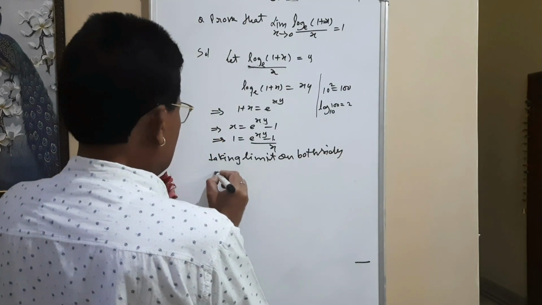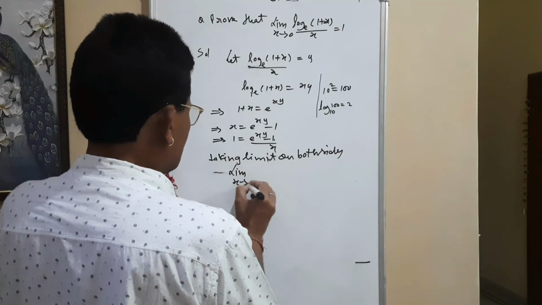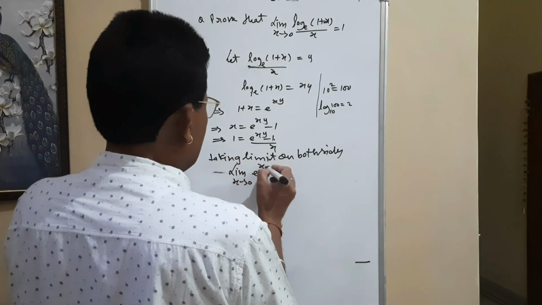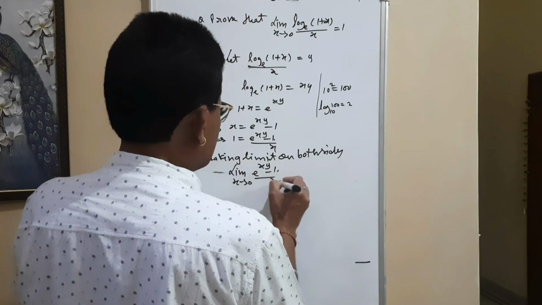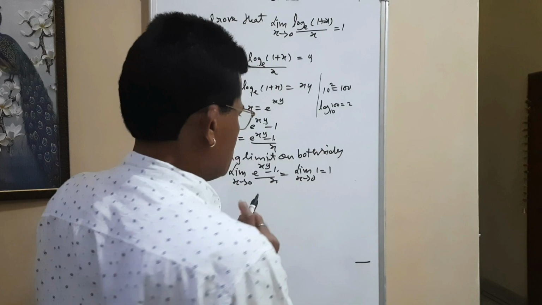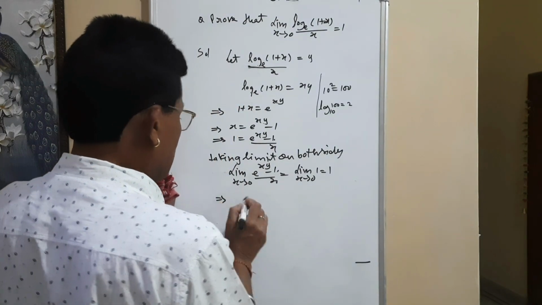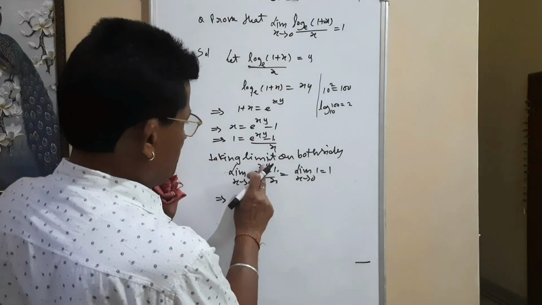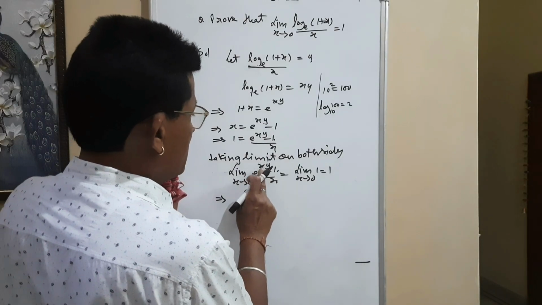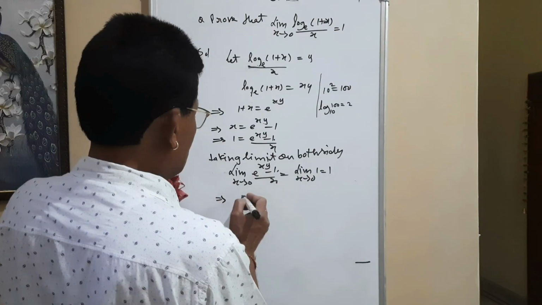Then what does it mean? Limit x tends to 0, (e to the power xy minus 1) upon x, will be equal to limit x tends to 0 of 1, which means 1. I have taken the limit on both the sides, my dear student. One thing you will have to keep in mind: because it is e to the power xy, if x tends to 0, then xy also tends to 0.